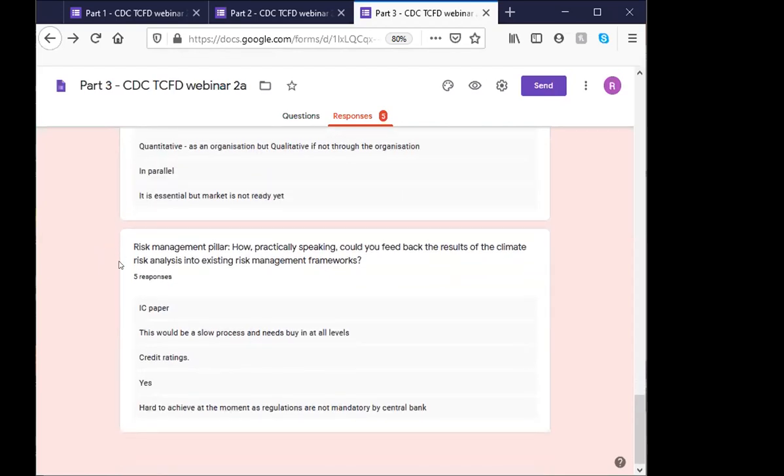Okay, and then the last one here: how can you link to existing risk management frameworks? I'm just looking through these here. It is hard to achieve, and the process is slow. Credit ratings is one that we looked at in the Unipify project. That was one clear way. But I don't know if John, you want to pick up on this at all.